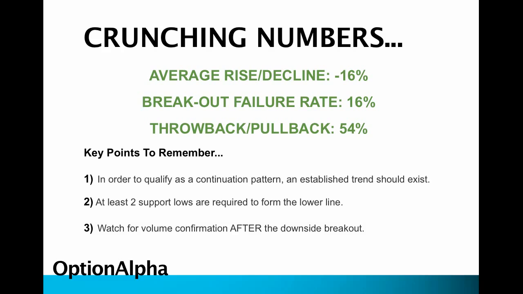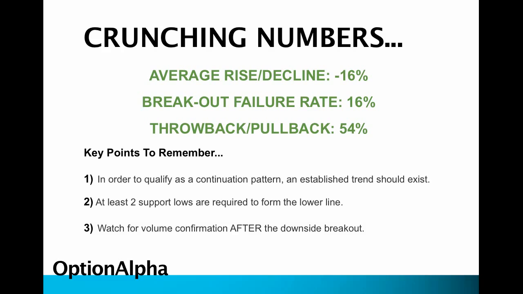Most triangles, flags, ascending triangles, descending triangles usually have a higher breakout failure rate in general because they more commonly form on charts. They're not the big, huge head and shoulders. They're not the triple bottoms, those types of patterns. So they do have a little bit higher breakout failure rate.